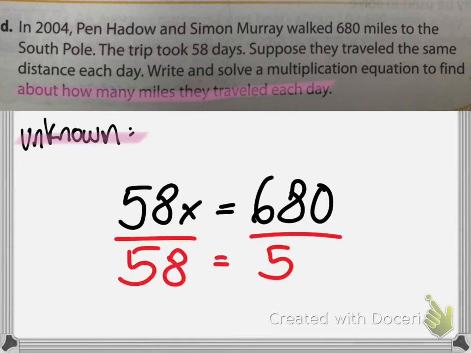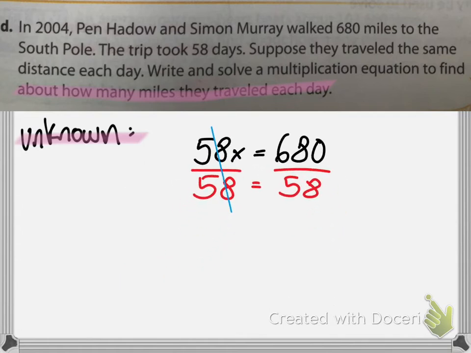Exactly. Then as we would solve, we would divide each side by 58. Like I said, it's incredibly important that you write it like that. You divide each side by 58. 58 divided by 58, that's gone. So I'm left with just x equals. I have now isolated my variable.